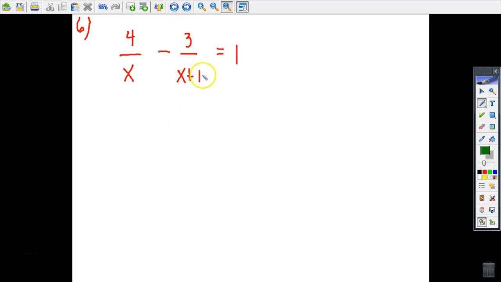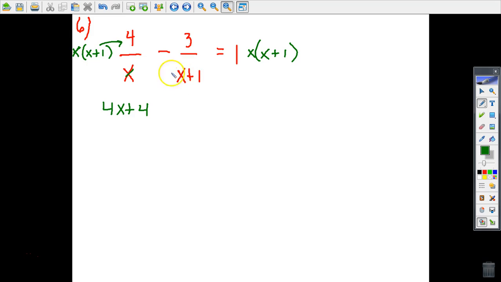Same thing. I look for factoring. There is no factoring that can be done. So my LCD will be a combination of these factors, x times x plus 1. Do that on both sides. Notice how if I divide the red x denominator into the LCD, these x's would cancel, leaving x plus 1. And now multiply x plus 1 times 4, 4x plus 4.